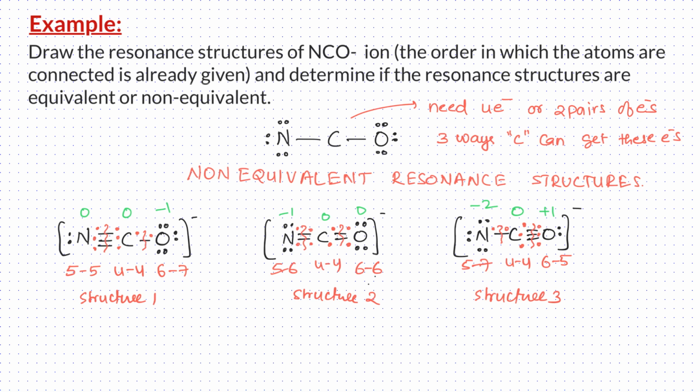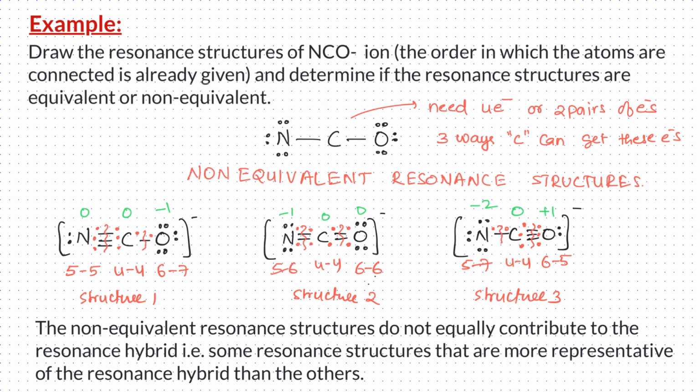When a molecule is represented by two or more non-equivalent resonance structures, getting the structure of the resonance hybrid is not as simple as taking the average of all non-equivalent resonance structures. The non-equivalent resonance structures do not equally contribute to the resonance hybrid. That is, some resonance structures are more representative of the resonance hybrid than the others. In other words, some resonance structures contribute more to the resonance hybrid than others.